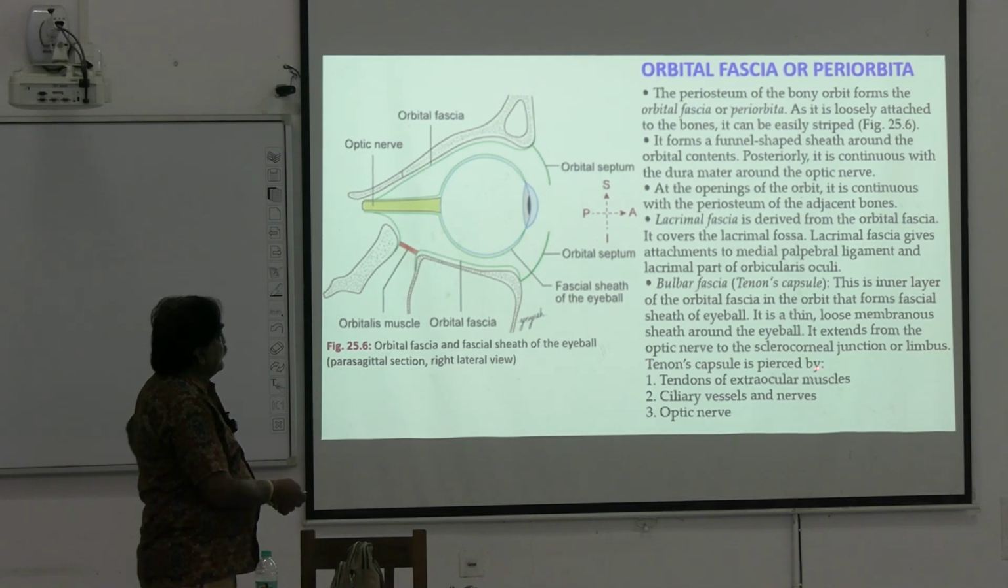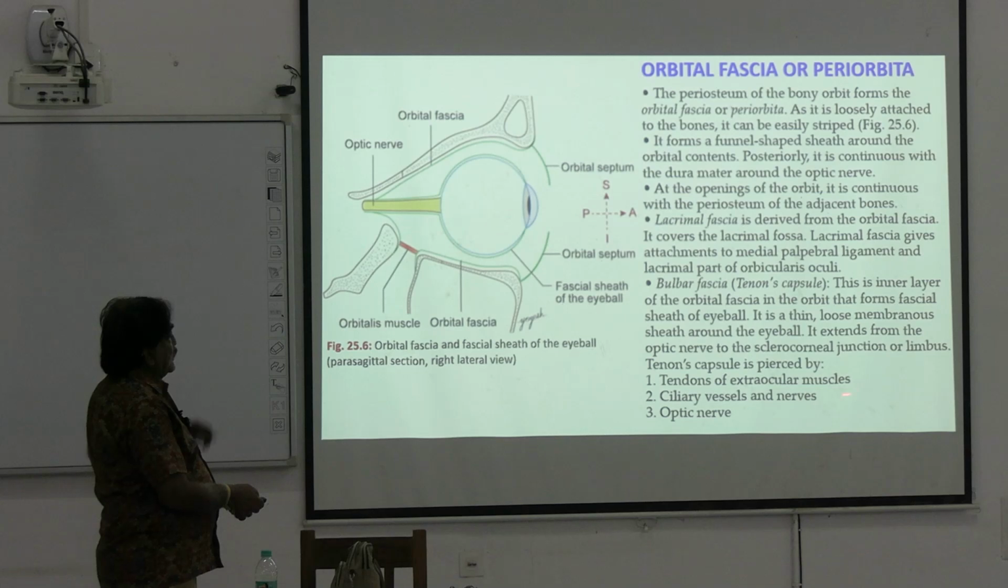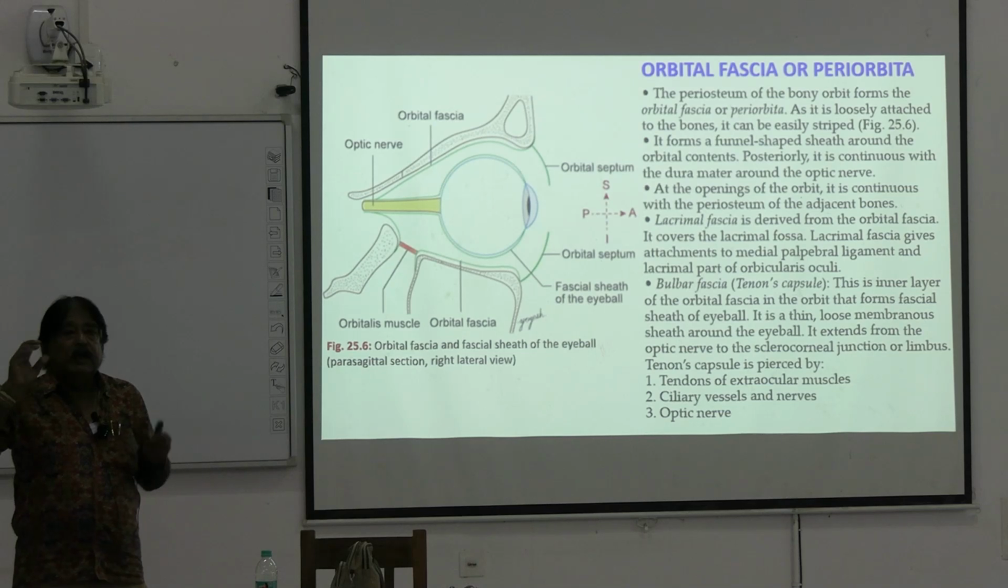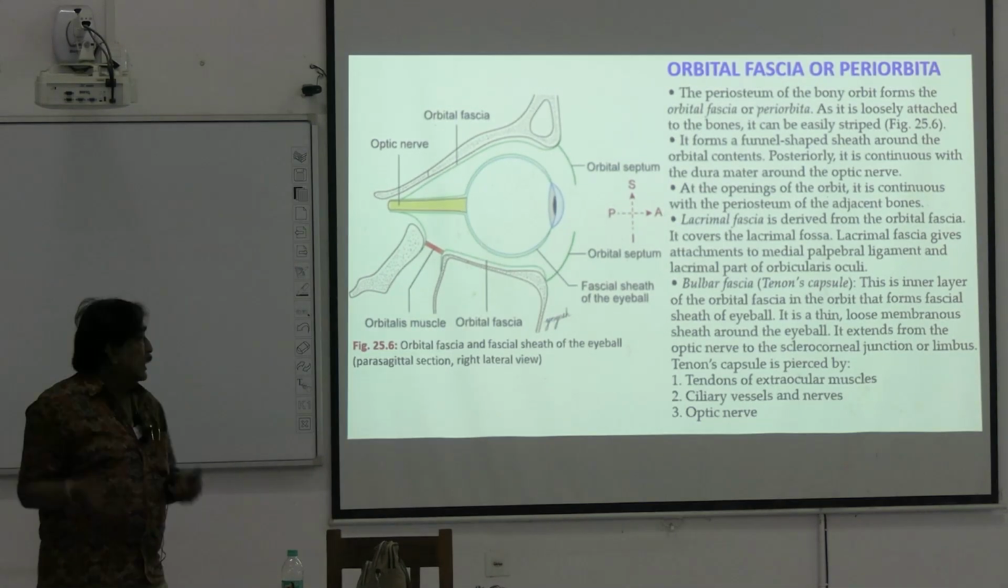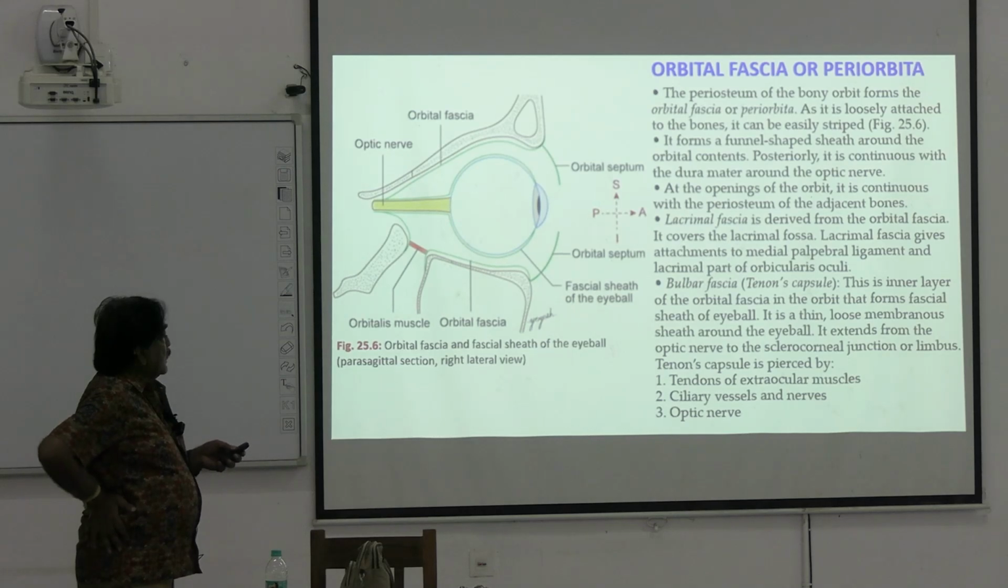Tenon's capsule is pierced by tendons of extraocular muscles, the muscles of the eyeball. It is pierced by the tendons of extraocular muscles, ciliary vessels and nerves, and optic nerve. You can see.